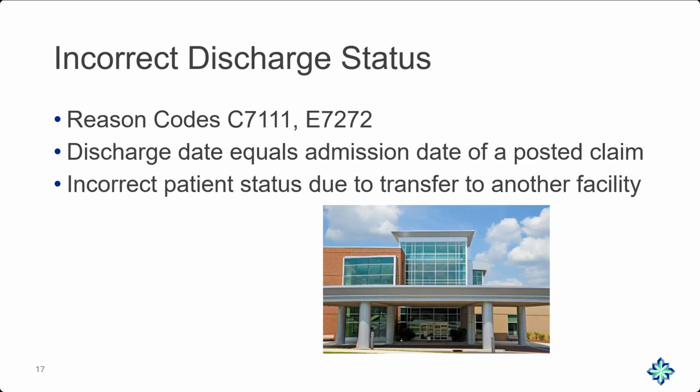E7272. So they both start with a letter. They're both common working file edits. C stands for crossover and E stands for something I can't remember, but they are both common working file edits. And the definition of E7272: inpatient claim with incorrect patient status due to transfer to another facility. So they're dealing with an incorrect discharge status code, and that's why I put them together.